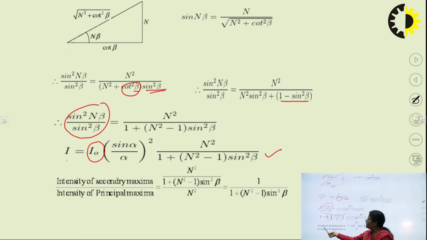Now, how do we study this expression? That means the intensity of secondary maxima upon the intensity of principal maxima. The intensity of principal maxima is this part, so the n square part also cancels off. We are left with simply 1 upon 1 plus n square minus 1 sin square beta. So this is the ratio of the intensity of secondary maxima upon the intensity of principal maxima. So this study we can do for the secondary maxima.